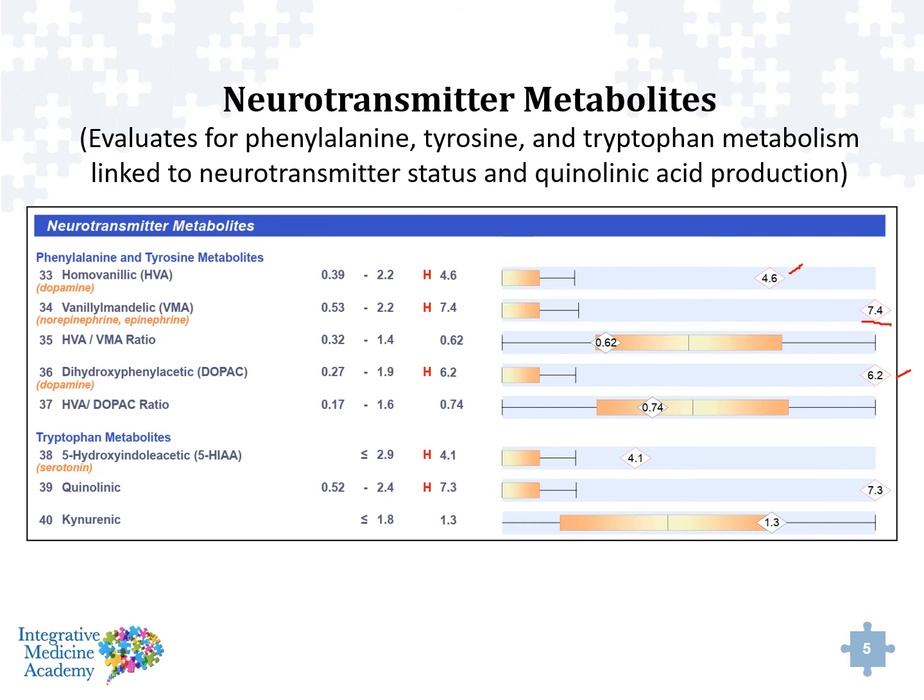Now, you'll also notice that DOPAC is high and HVA is high, as I mentioned before. Okay, and so that could occur, for example, if we had a block at that dopamine beta hydroxylase, but maybe also had a fast COMT. So we're moving things through very quickly. That could cause both of these things to elevate.